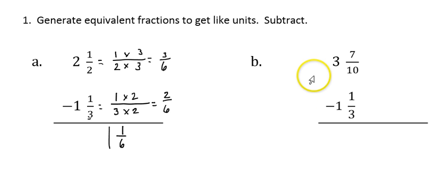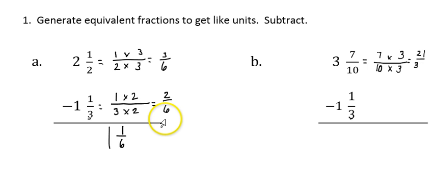If I go across to the next problem, we have 3 7/10 minus 1 1/3. So I need to change my fractions to get like denominators. I can think of 7/10 multiplying the numerator and the denominator by 3, since that's the denominator of the other fraction. That gives me 21/30.